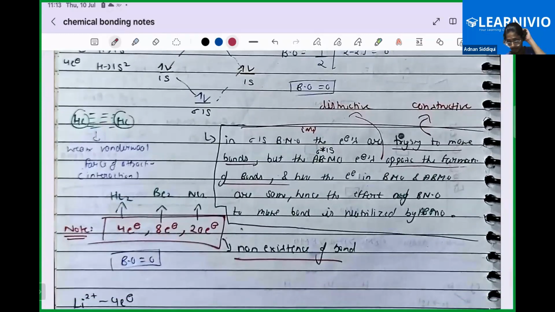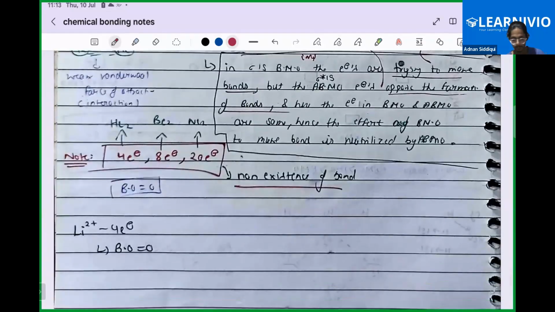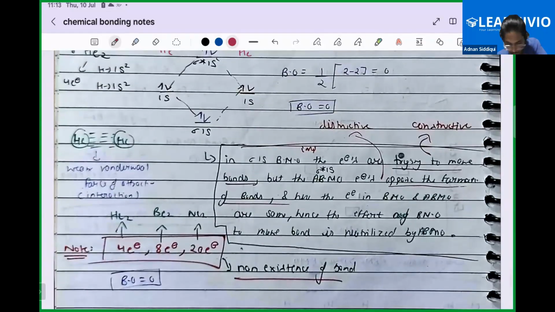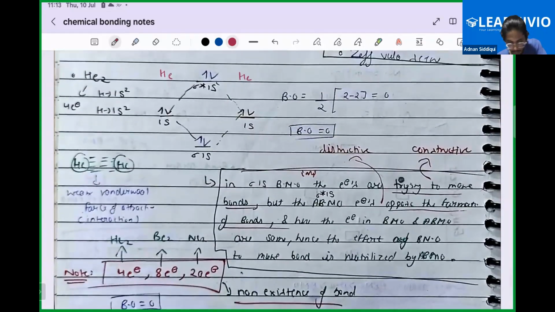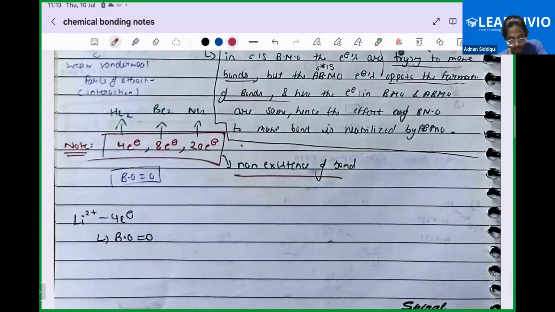How much is left for this lesson? This is the last part, right? This is the last topic, molecular orbital theory. I have written it as well. So non-existence bond, 4 electron, 8 electron, or 2 electron.